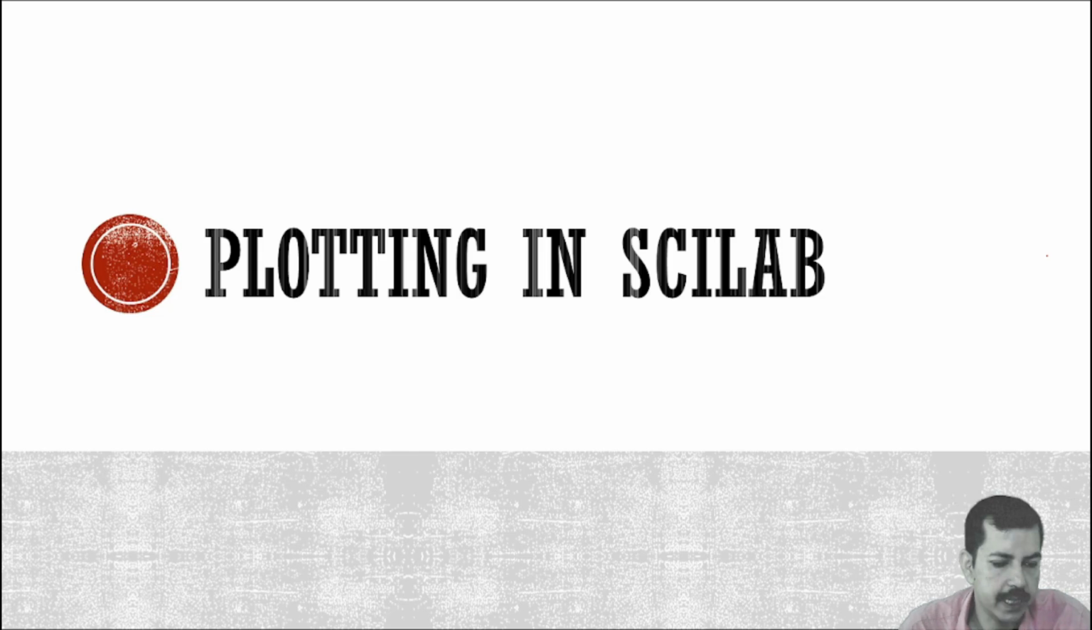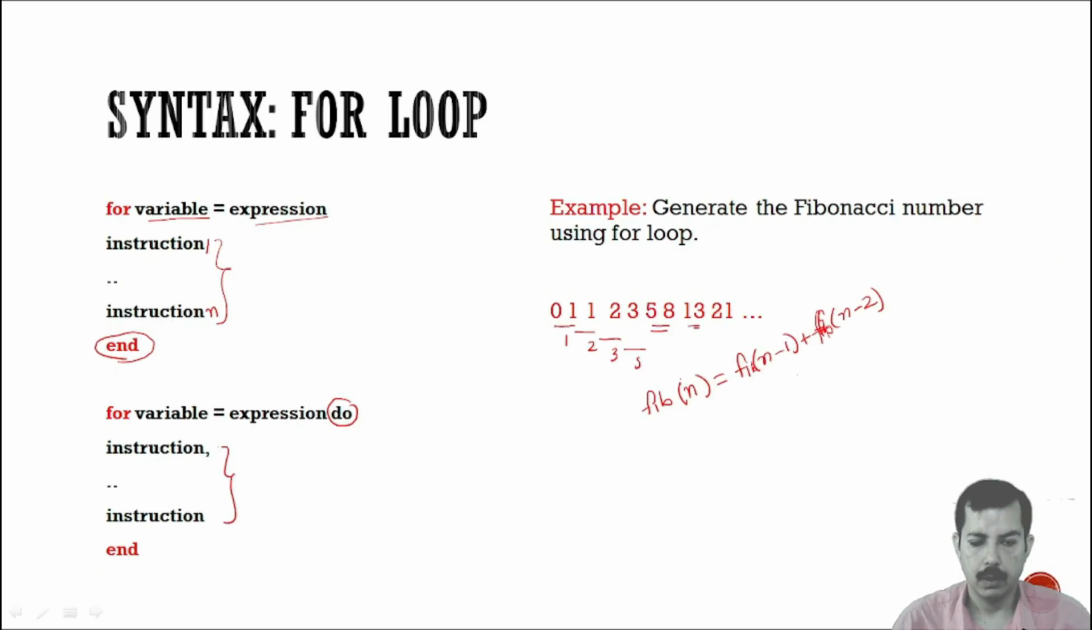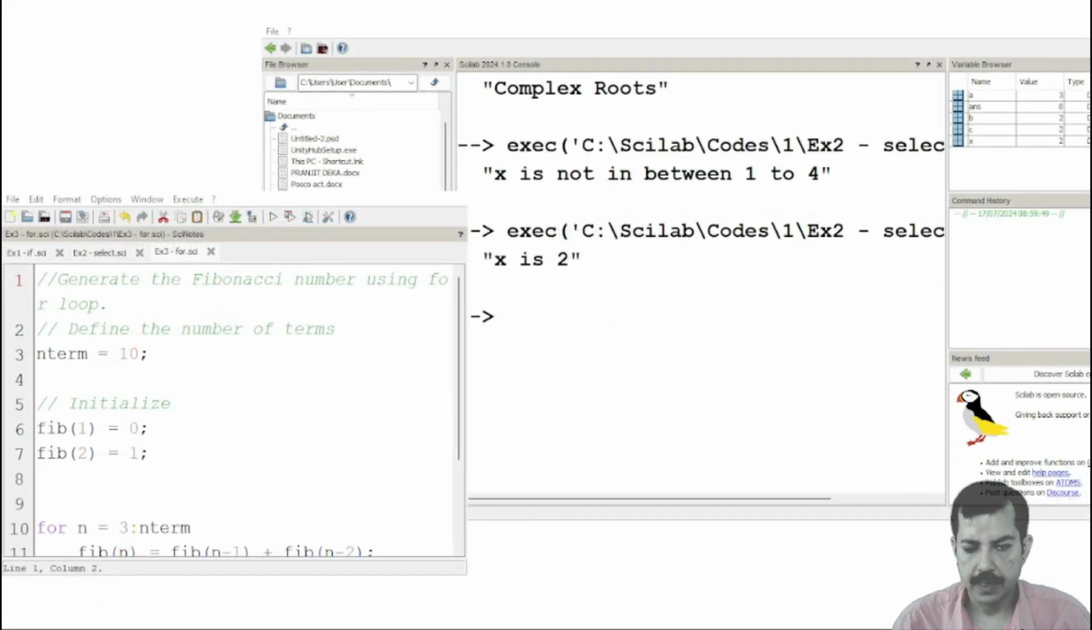Now the next part is plotting in Scilab. For plotting in Scilab, you can use 2D plot, 3D plot, a lot of things, or you can do it in Scinotes.